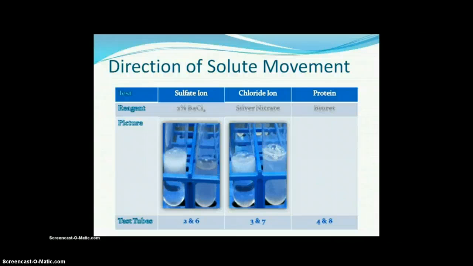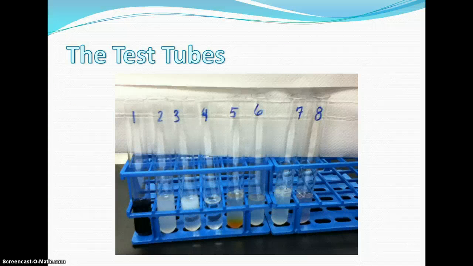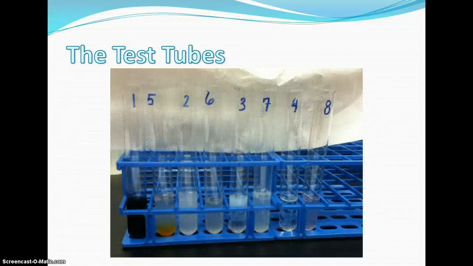So we will talk about whether the tests were positive or negative further along in the presentation. So here are our test tubes in order after adding each respective reagent. And then here is a picture of the test tubes while we're comparing them. And we can start with test tubes 1 and 5.